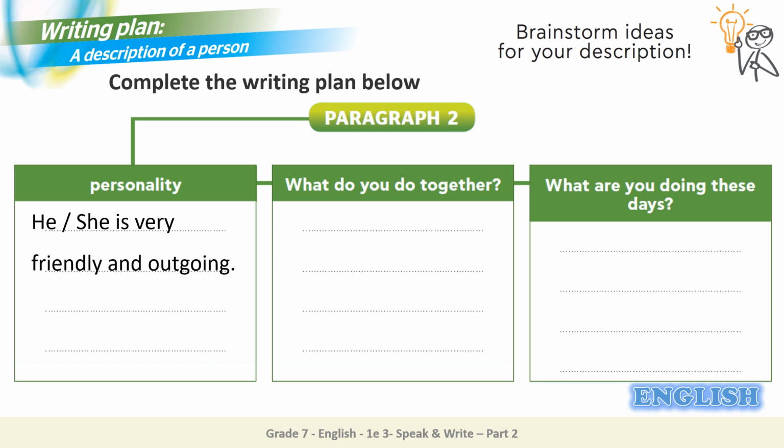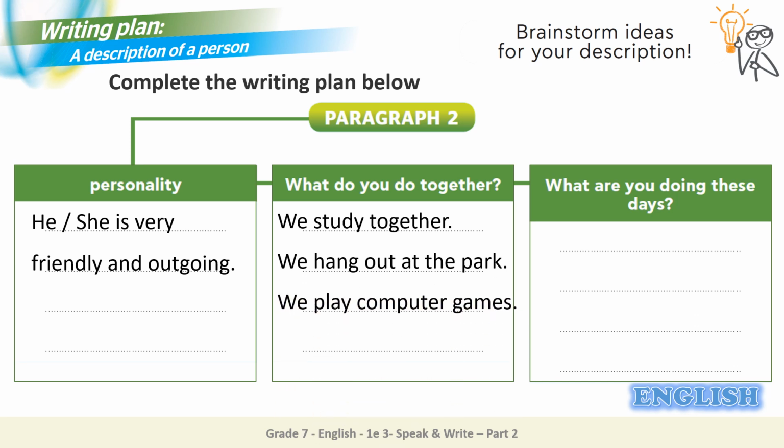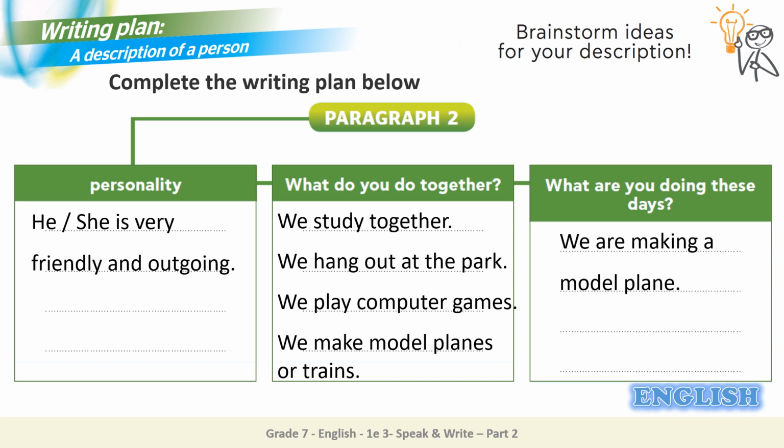But about what do you like to do together? For example, we study together. We hang out at the park. We play computer games. Also, we make model planes or trains. Now, how about the activities that you are doing these days? For example, we are making a model plane.